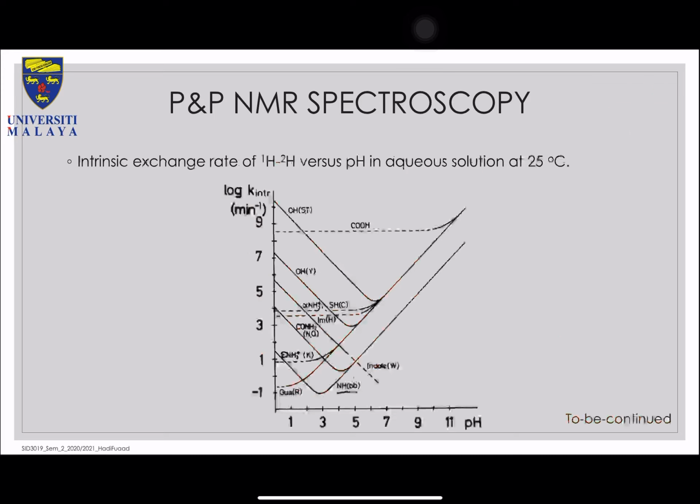This is an example of the intrinsic exchange rate of a proton and a heavy proton versus pH in aqueous solution at 25 degrees Celsius. What I said just now is this one. For the NH exchange, you can see the change with pH. The lower you go, the slower the exchange. In this case it increases again because of hydrolysis of the protein. The optimum is around 3, but it's still low enough that it may hydrolyze your peptide, so you can go higher up until about that range. That is the normal range that we use.